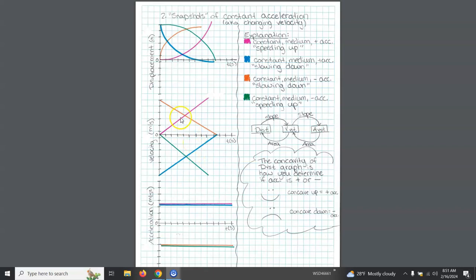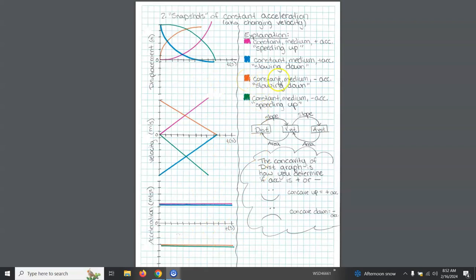It's just that the pink object started with a zero velocity and went positively, and the blue line started with a negative velocity and went positively. So this one was speeding up, whereas this one was slowing down, even though their accelerations are identical. The last two graphs also have identical accelerations. Let's take a look at those.